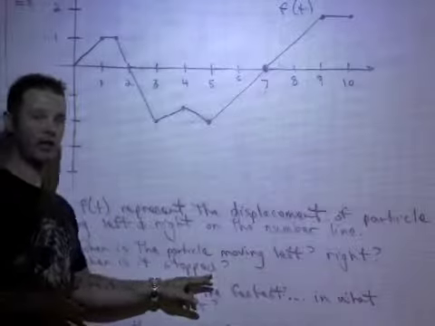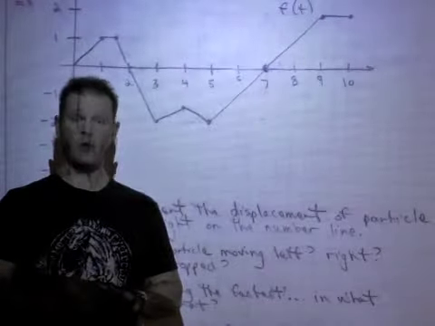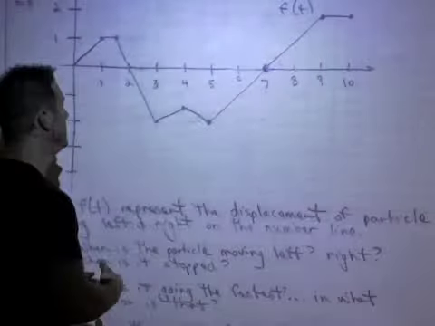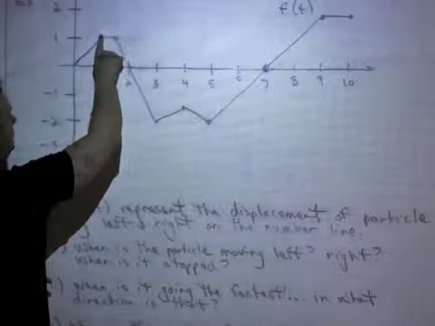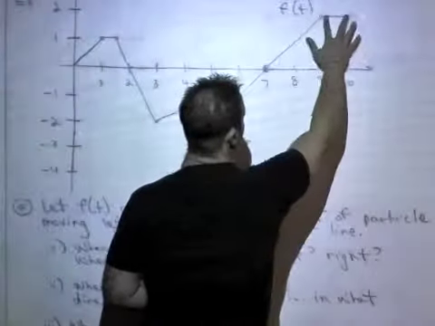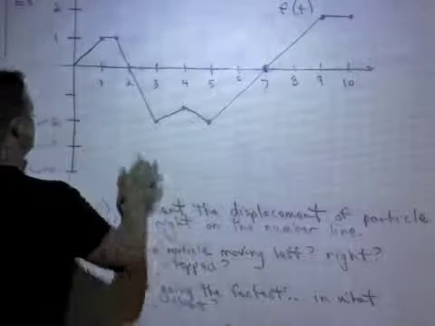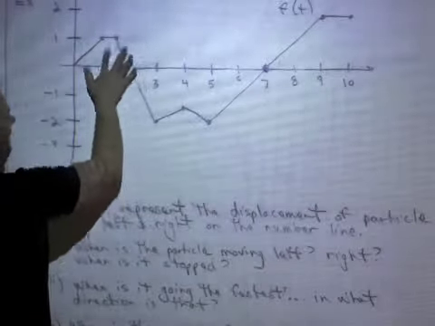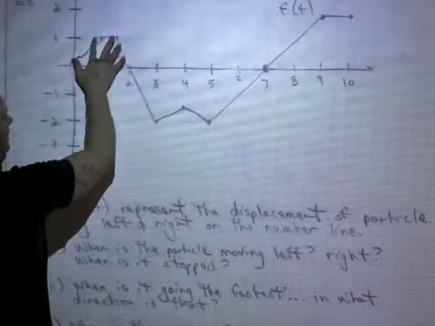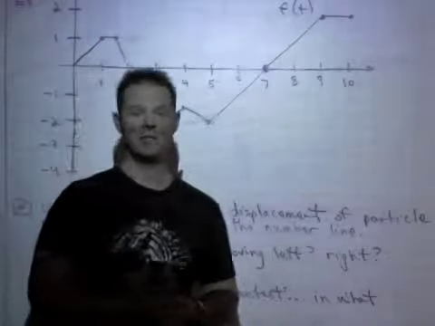When's the particle stopped? The particle will be stopped when the velocity is 0, or the rate of change is 0. So that's going to be on these sections where the graph goes flat. So right here, and on this interval right here. And that kind of makes sense because in this half a second time interval, you can see that the displacement doesn't change. If the displacement doesn't change, that means the particle's not moving.